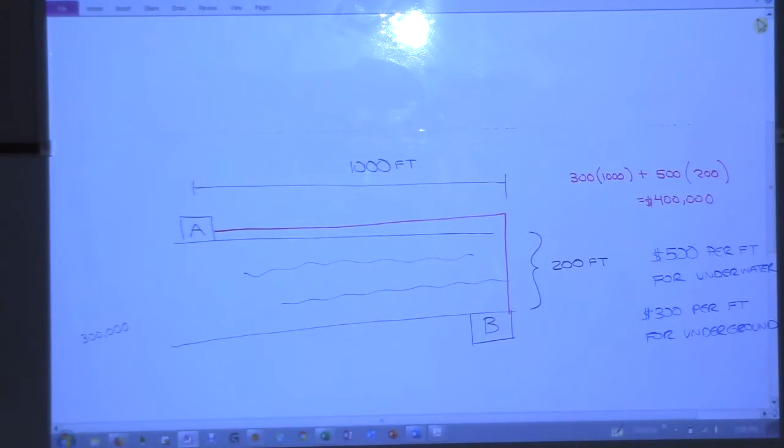$287. Where are you getting that number from? Made it up. You made it up? But I do have an idea of what the actual thing should be.